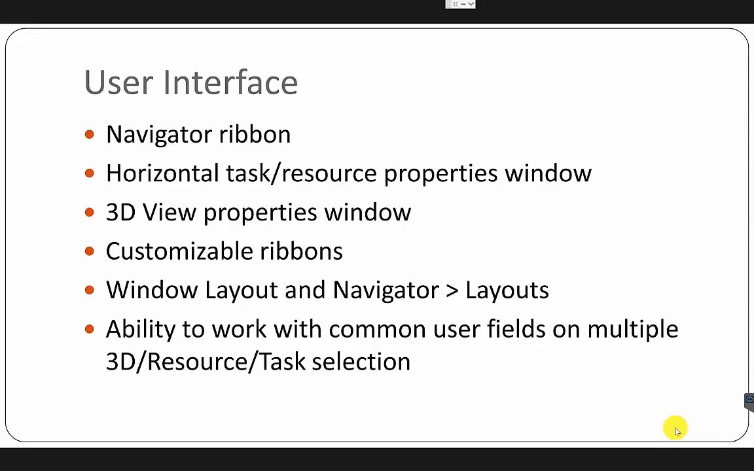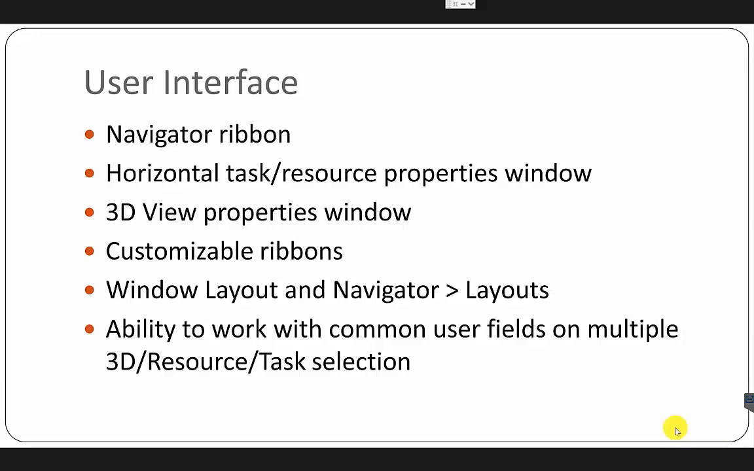The second major thing that I think is new to the users, especially for the planners or schedulers, is that in this version we have completed the design of the horizontal task or resource properties window. So that is to say, you will have a layout which is more similar to what other scheduling programs have. At the bottom, you will be able to see predecessors and successors, and you have more space.